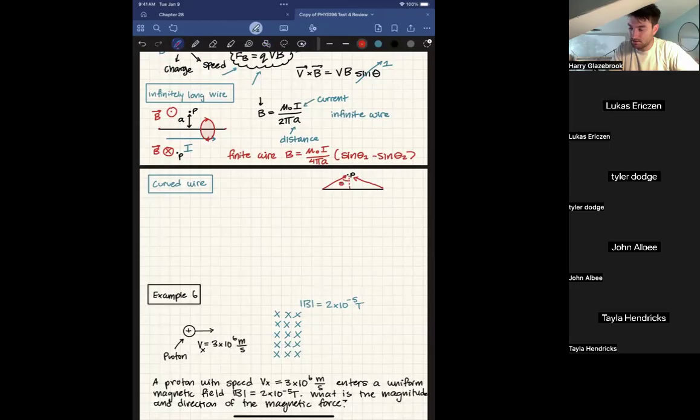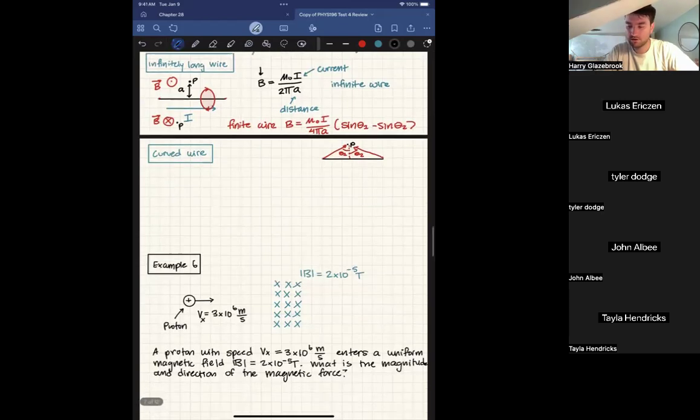This is theta 1, and this is theta 2. I doubt you'll have to use a finite wire equation on the test, but I just put that in there since someone asked about it. Cool.